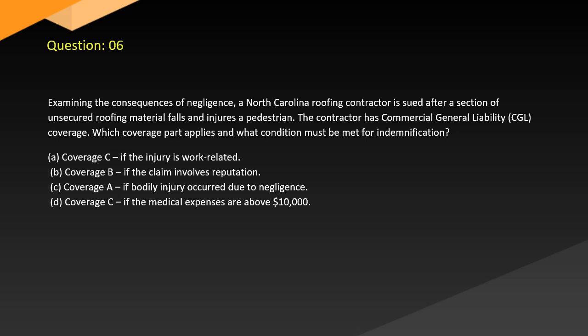Question 6. Examining the consequences of negligence, a North Carolina roofing contractor is sued after a section of unsecured roofing material falls and injures a pedestrian. The contractor has commercial general liability (CGL) coverage. Which coverage part applies and what condition must be met for indemnification? A. Coverage C, if the injury is work-related. B. Coverage B, if the claim involves reputation. C. Coverage A, if bodily injury occurred due to negligence. D. Coverage C, if the medical expenses are above $10,000.